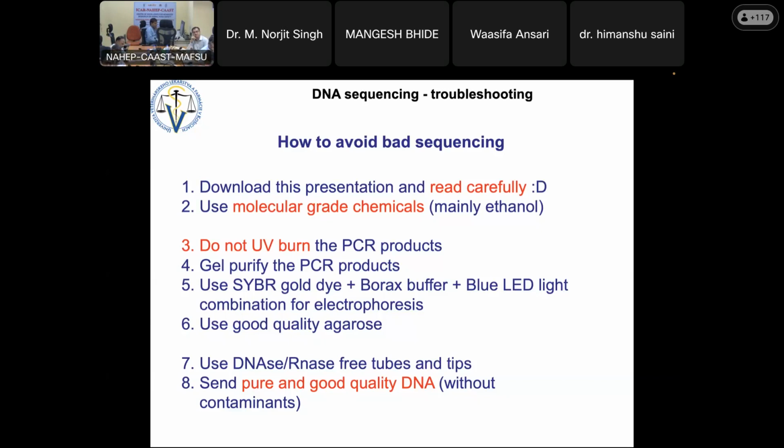Always gel purify the PCR. Never send your PCR product directly as a sample. For me, the blue light and borax buffer combination is the best. Use good quality agarose. I recommend you purchase from ABT company. I have been using ABT agarose for an awesome 10-15 years. It's cheap, but it's good quality. Always use DNase and RNase free tubes and tips.